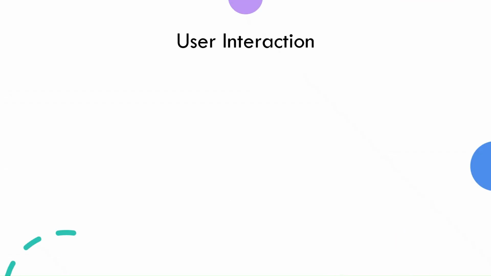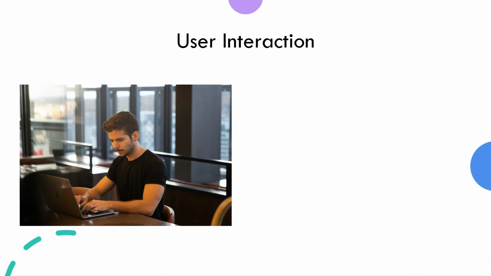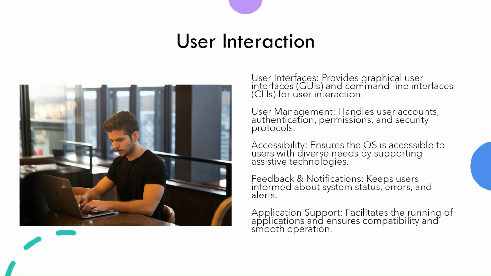User interaction. The operating system gives users ways to interact with the computer, like menus and text commands. It manages user accounts, passwords, and security to keep things safe. It also makes sure people with different needs can use the system easily by supporting special tools.